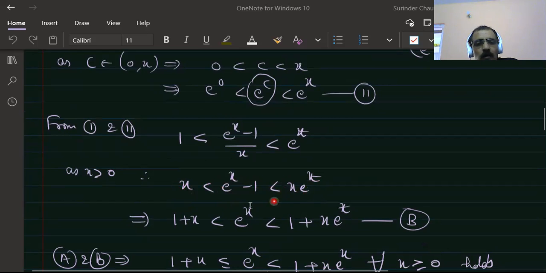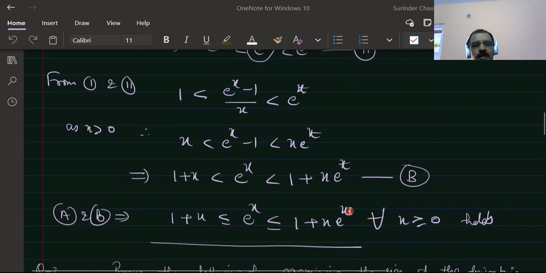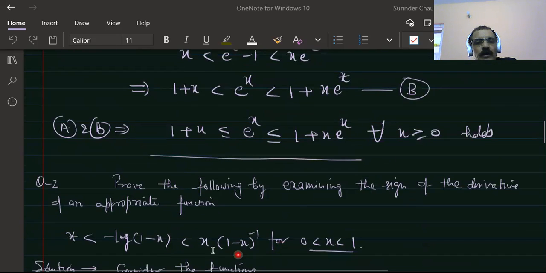So 1 plus x is less than or equal to e to the power x, which is less than or equal to 1 plus x e to the power x. Combining (a) and (b), we get 1 plus x is less than or equal to e to the power x, less than or equal to 1 plus x e to the power x, for all x greater than or equal to 0.